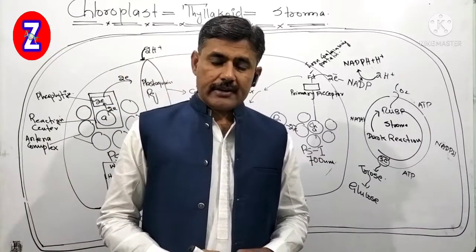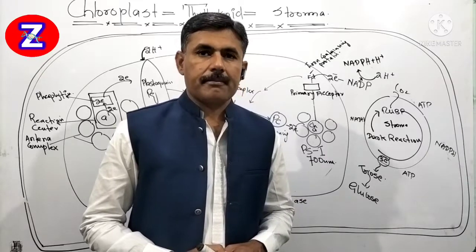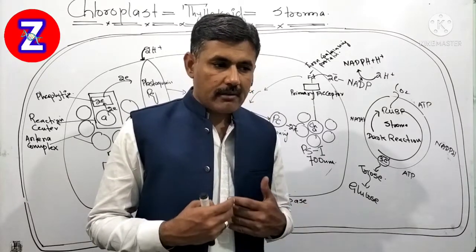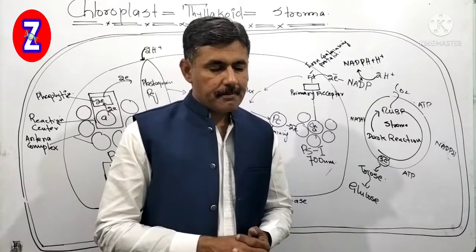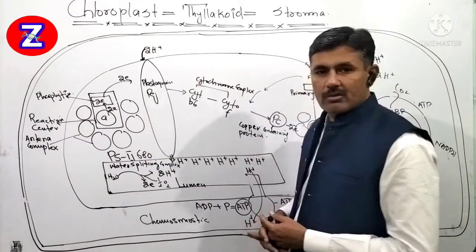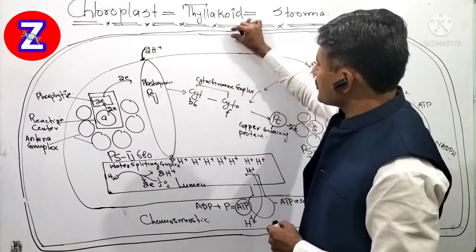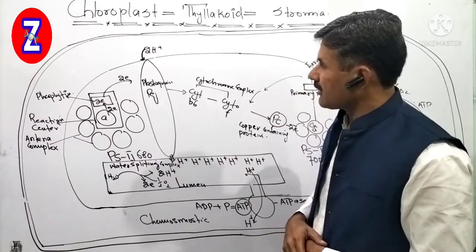Hello dear students, let's have a little view of the structure of chloroplast. What is chloroplast and where actually the light and dark reactions will take place. Chloroplast structurally is a double membranous organelle. These are two membranes, the outer membrane, the inner membrane space, and the inner membrane.